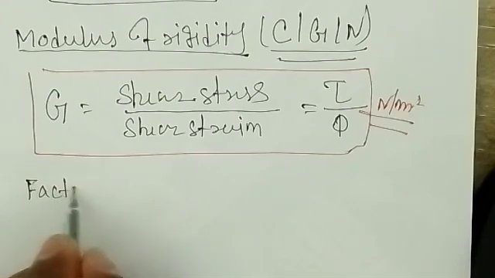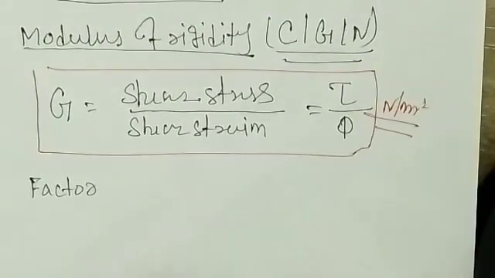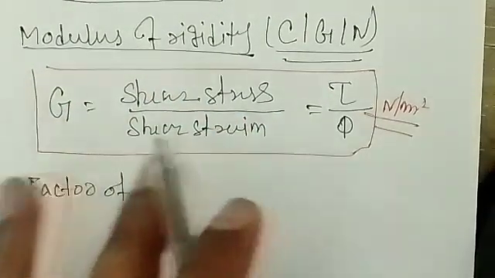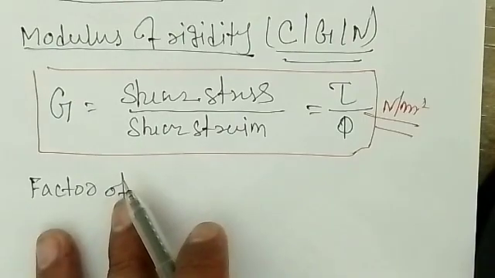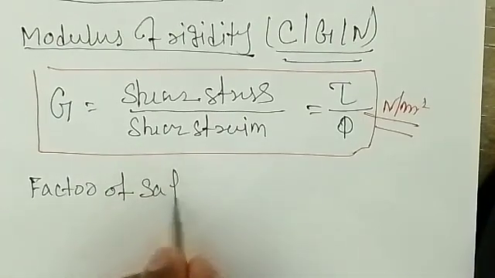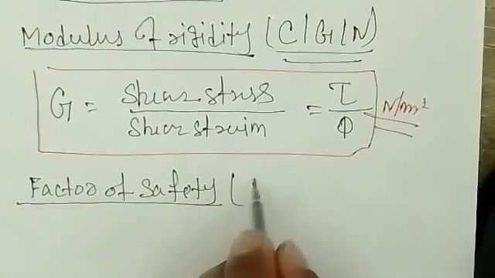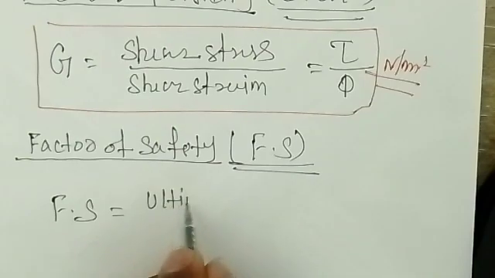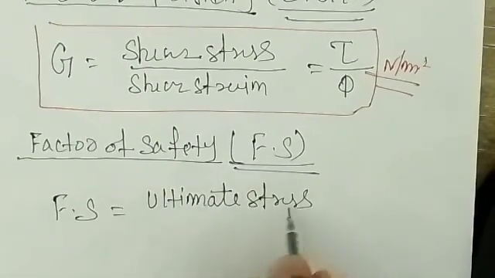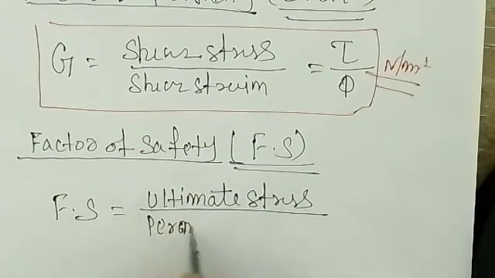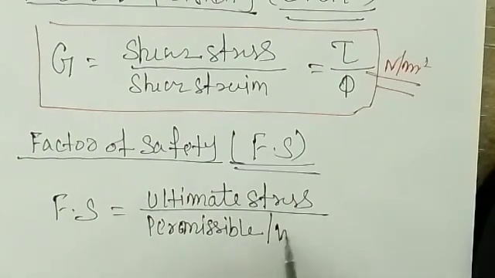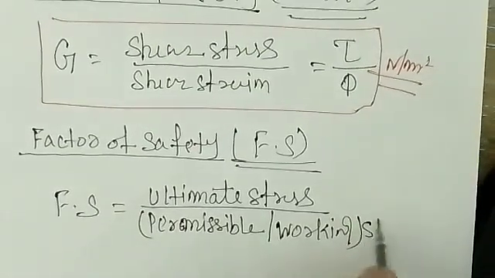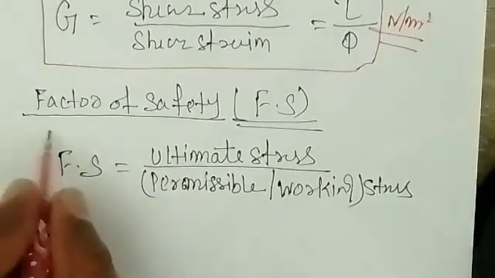Next we will see the factor of safety. Factor of safety is a very important factor while you study the machine design subject, right? Why? Because when you design any machine component, at that time you have to verify whether the design is safe or not. So the two stresses we have to discuss are permissible stress and ultimate stress, right? Factor of safety, in short we write F.O.S. Factor of safety is ultimate stress by permissible stress. Permissible is also known as the working stress, or sometimes we call it design stress, right?